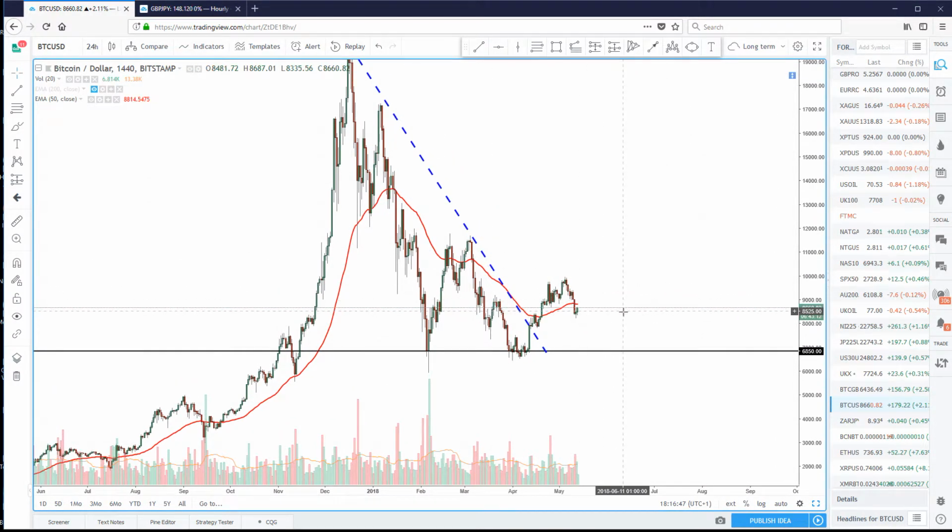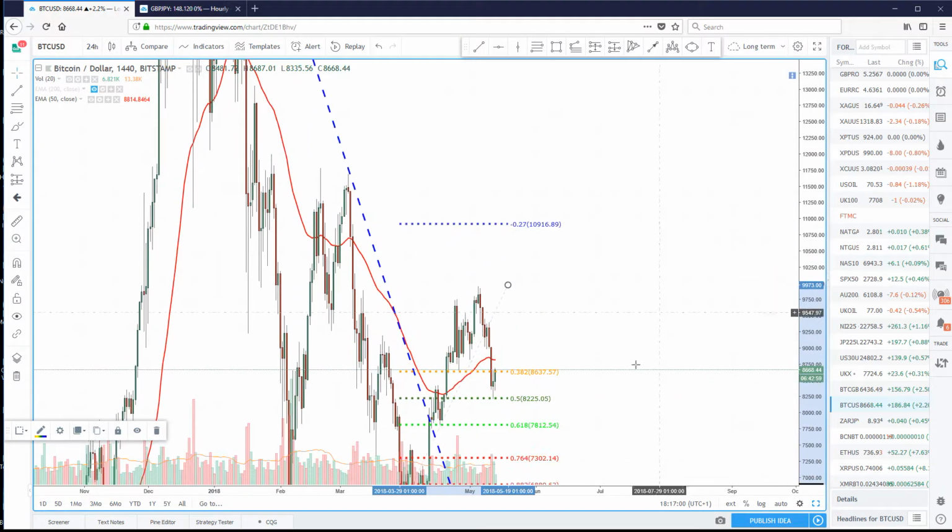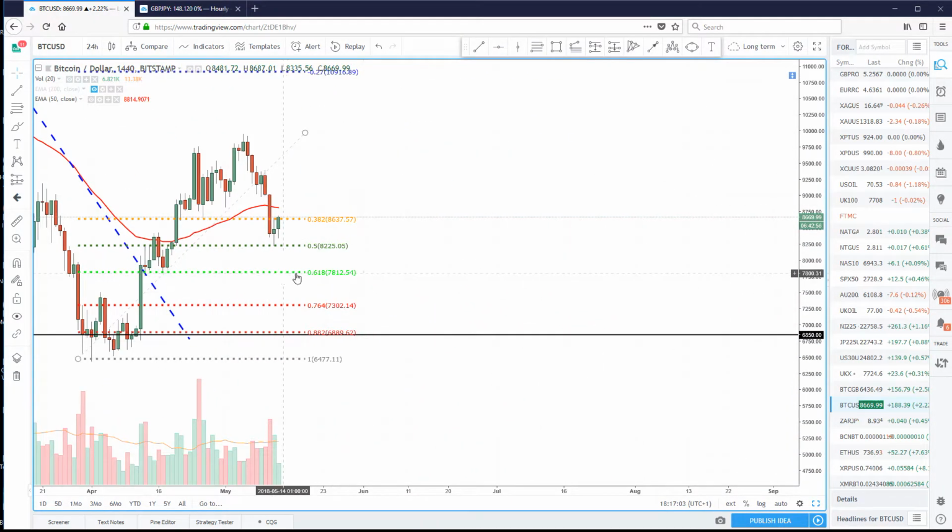There's not much key support there in any way, shape or form. There's not much volume. There's not really much at all. However, if you do look at this, and people do like their Fibonacci's, there we are. On the Fibonacci front, you've got 618 a little bit lower down there.